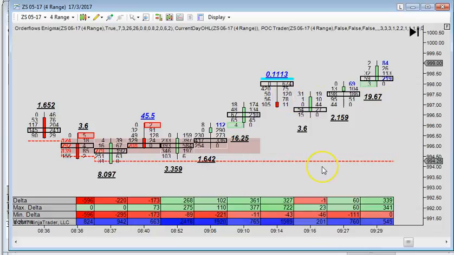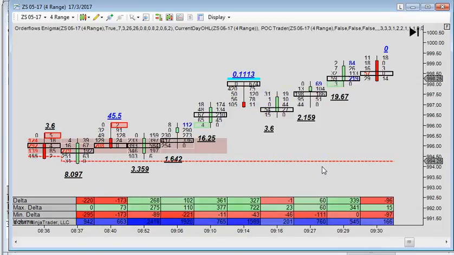And what does the market do? It rallies off that low. Again, this is only information you're going to get from an order flow chart. So if you're not using order flow charts in your analysis, I mean, you're just leaving a great tool on the table.